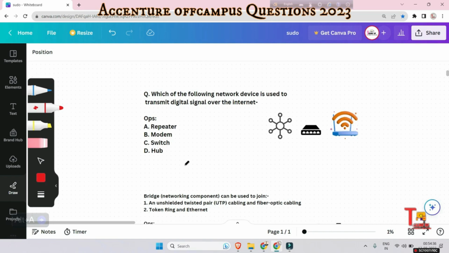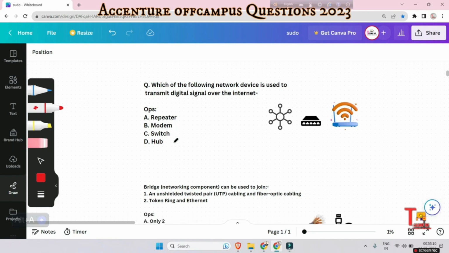Okay, I'm answering. Actually, let me clear the concept. A repeater is a device which is used to extend the reach of a network by amplifying and regenerating signals, right? And a modem is also a network device which is used to transmit digital signals over the internet by converting digital data from a computer into analog signals, right?